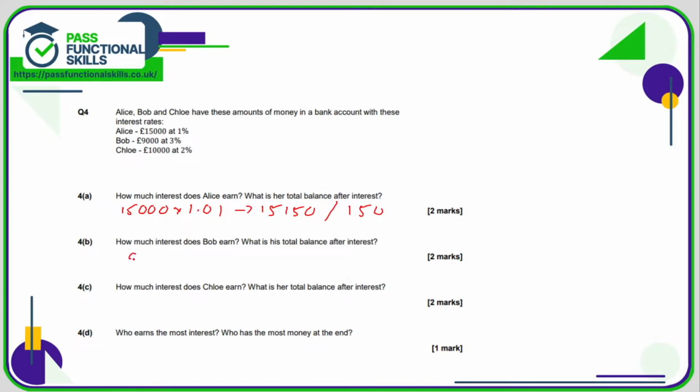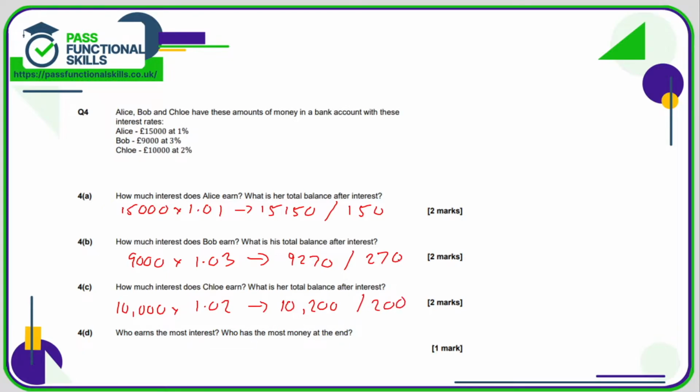For Bob, it's going to be 9,000 multiplied by 1.03, which is 9,270. So the interest is 270. Chloe is going to be 10,000 multiplied by 1.02, which will turn it into £10,200. So the interest amount is 200.